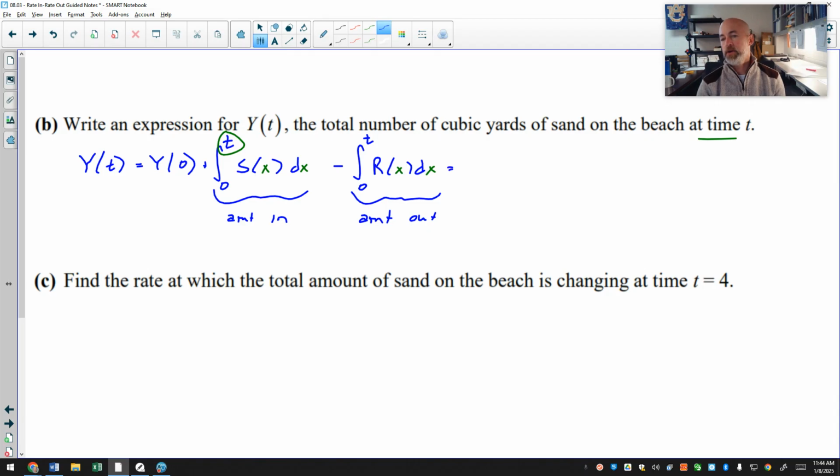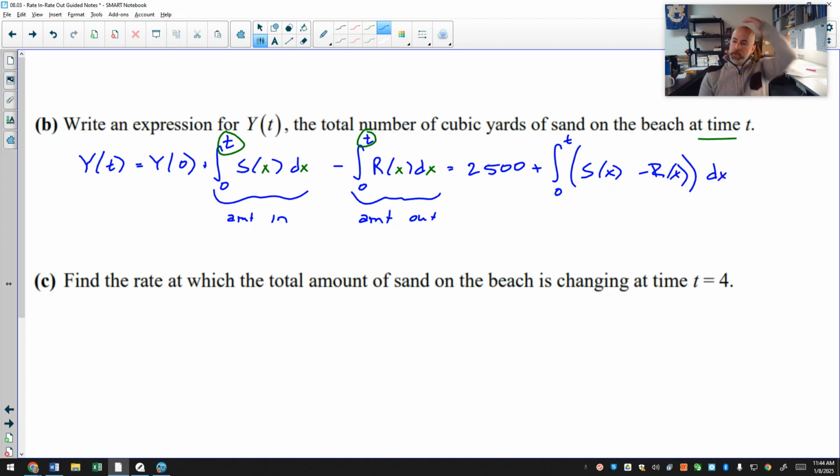However, we do know that at time 0, there were 2,500 cubic yards of sand, and because S and R are both operating on the same domain, I can combine the amount in and the amount out as a single antiderivative. So I could do 0 to t of the amount in, S of x, minus the amount out, R of x, dx. Cool. So there's your setup. That's it. That's all we have to do for number B.